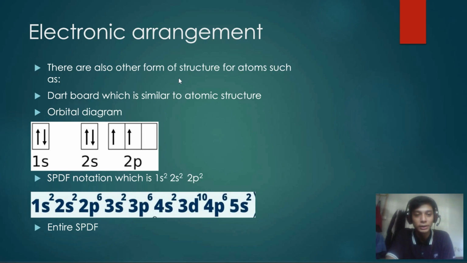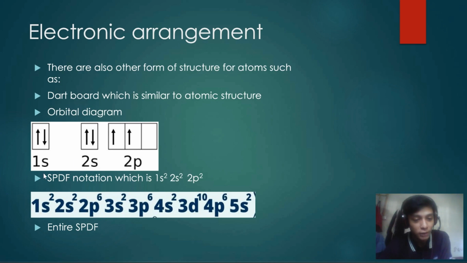The next one is electronic arrangement, which is another form of structure of atoms. The first electronic arrangement is dartboard. This is similar to atomic structure or atomic model. The next is orbital diagram. This is the one where the arrows go upward and downward. In this case, carbon has 6 arrows.